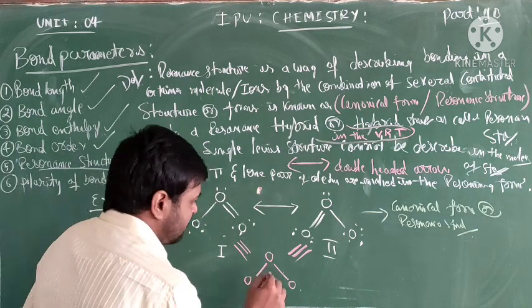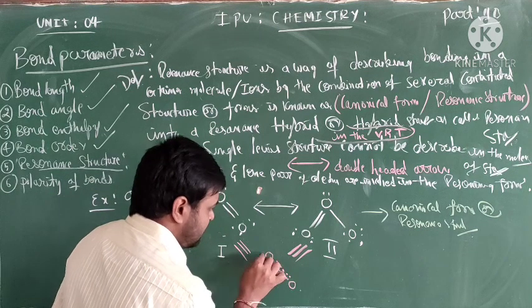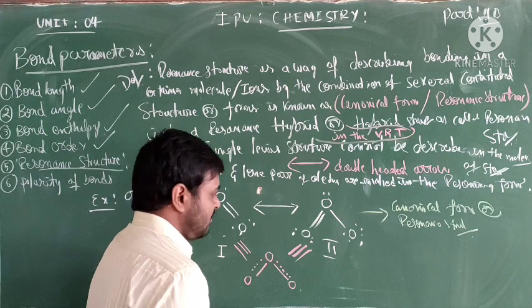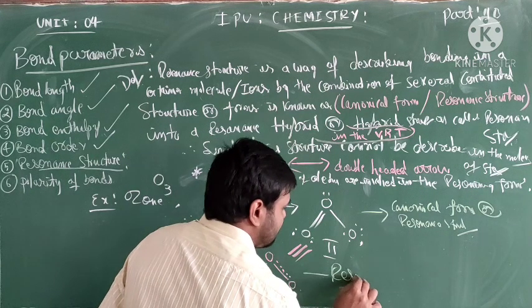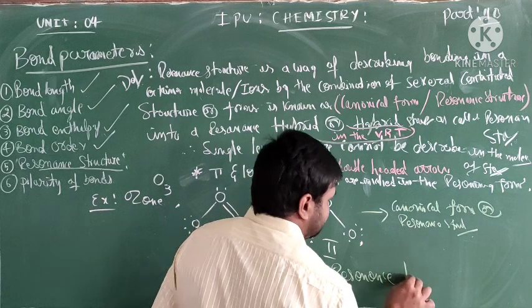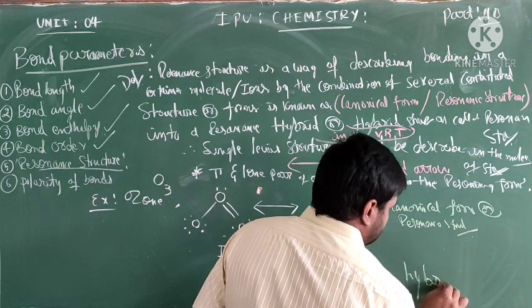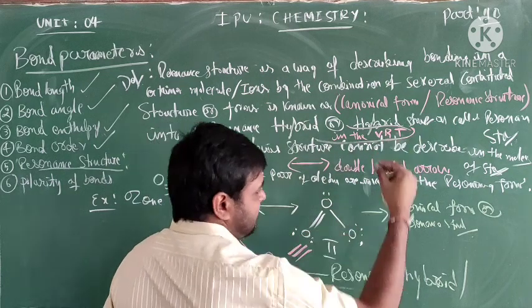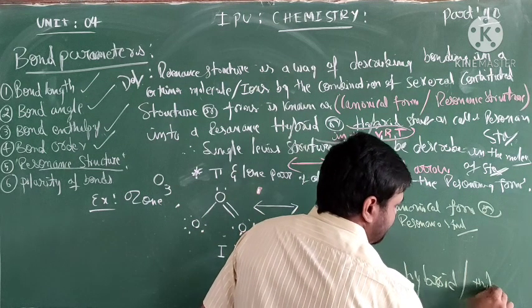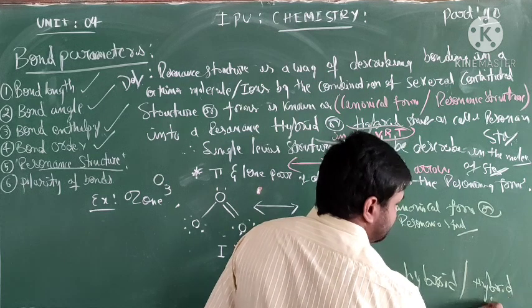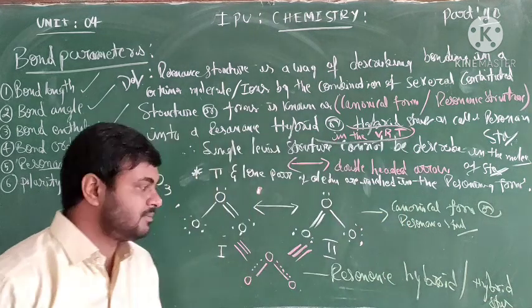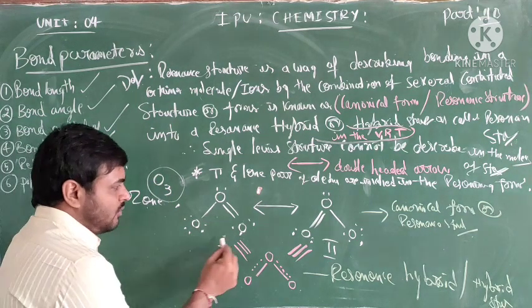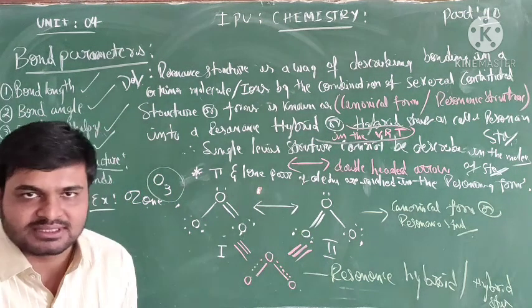Okay. So here, this is a structure we call a resonance hybrid, or hybrid structure. Clear? So the oxygen 3 molecule, ozone, will give 2 canonical forms.